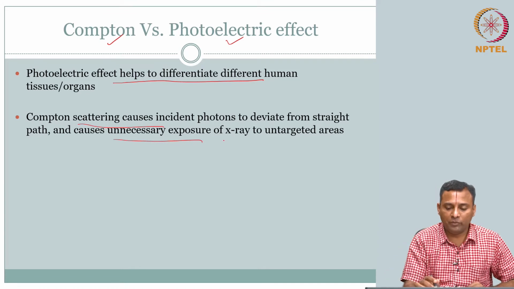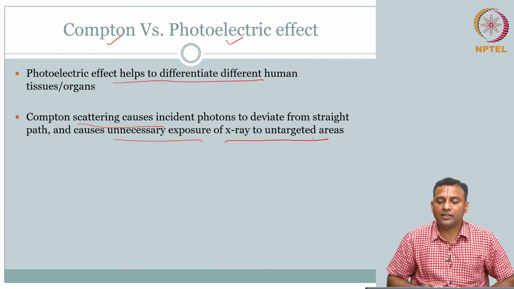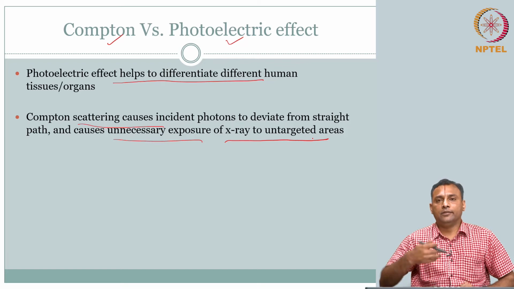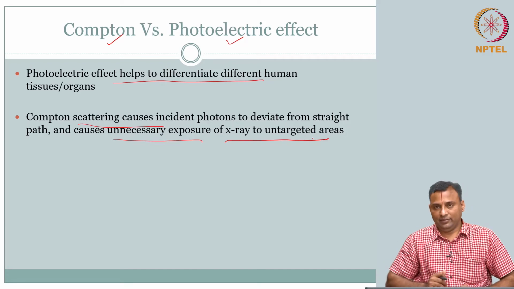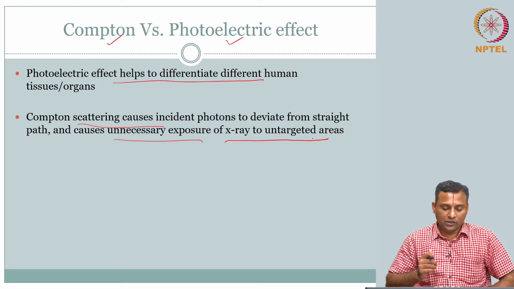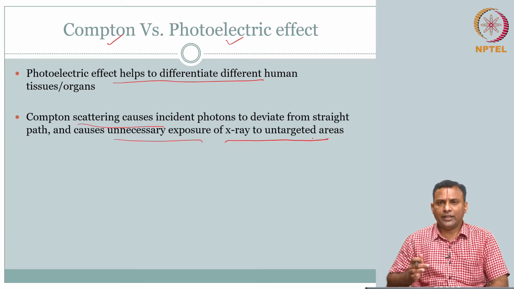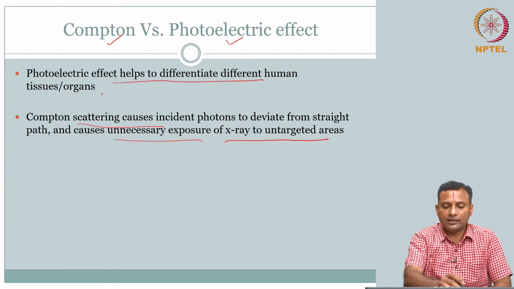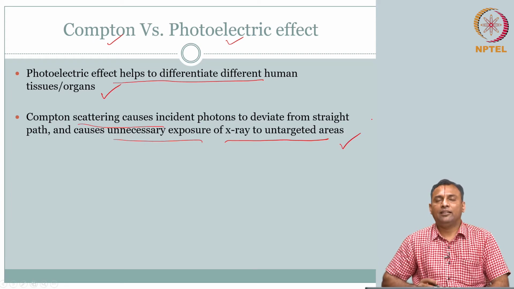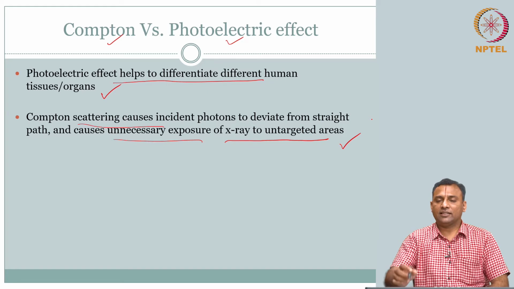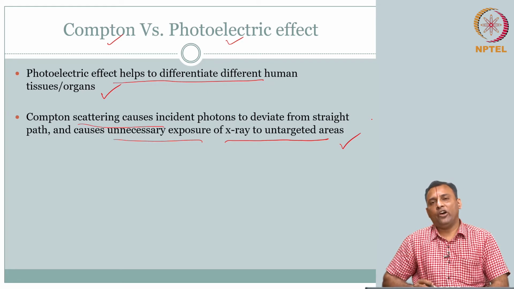So that is what we mean by exposure of X-ray to untargeted areas. It may go in another direction and cause some ionization in some other organ. In some sense, you can look at it this way: this is the signal that we are interested in, and this is an effect that doesn't contribute to our signal. In fact, it contributes to difficulties. So this signal is kind of your noise.